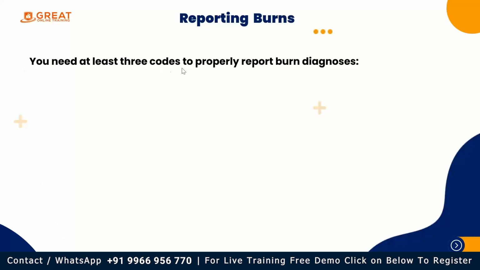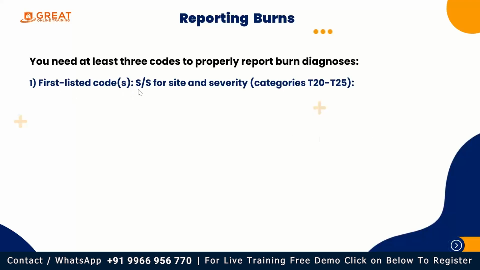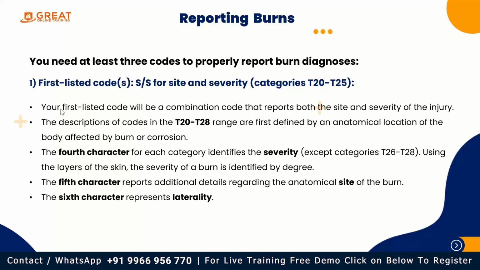You need at least 3 codes to properly report burn diagnosis. Okay. First listed code, site and severity. Remember these steps. First listed code will be for site and severity from category T20 to T25. Your first listed code will be a combination code that reports both the site and severity of the injury.